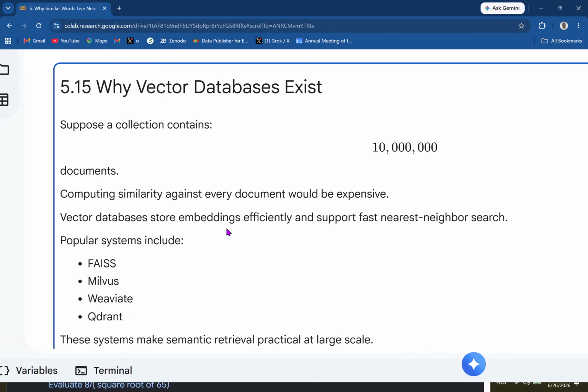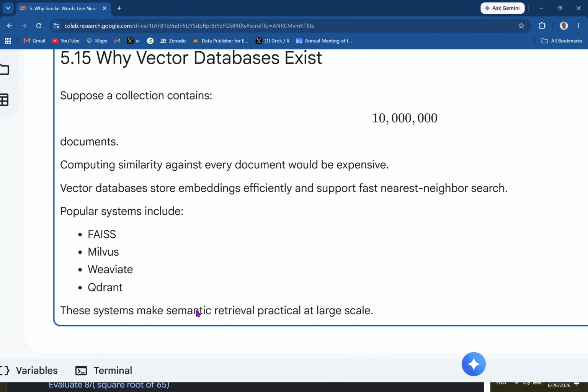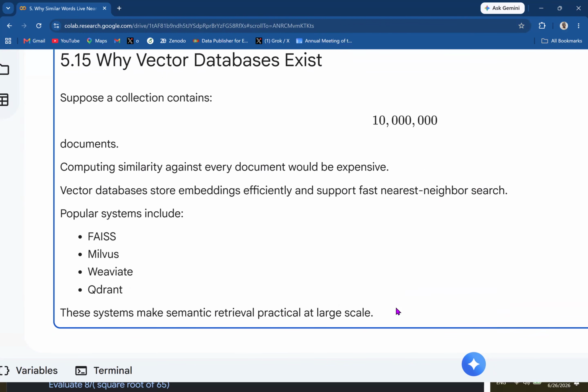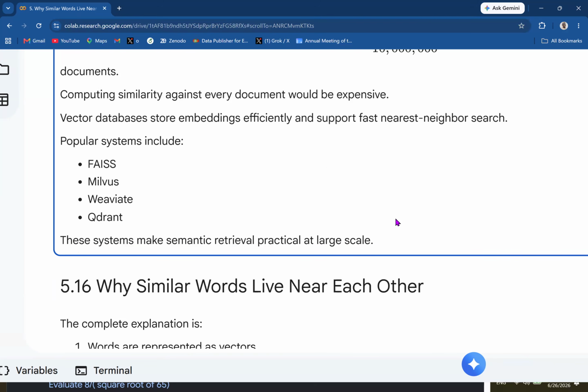So vector databases store embeddings efficiently and support fast nearest neighbor search. Nearest neighbor search is a kind of supervised learning algorithm in machine learning. Popular systems include FAISS, Milvus, Weaviate, Quadrant, and these systems make semantic retrieval practical at large scale. So vector databases store embeddings efficiently, and they can help to do quick search.